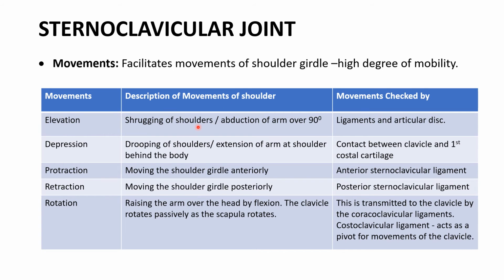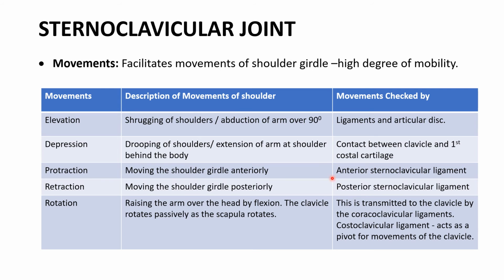Elevation is by shrugging of the shoulders or abduction of the arm over 90 degrees. This movement is checked by the ligaments and articular disc. Depression is the movement where there will be drooping of the shoulders or extension of the arm with the shoulder behind the body. Now, this is checked by contact between clavicle and first costal cartilage.